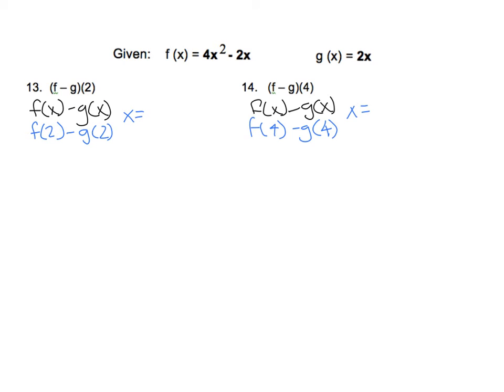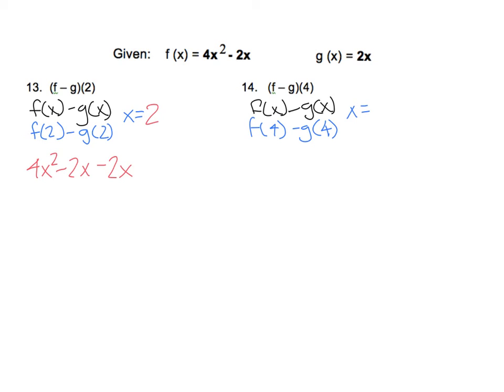All right, very similar to the previous problems. The only difference is now we have f of x minus g of x, okay? And this time they're telling us the value is 2. So basically it's f of 2 minus g of 2, where x is equal to 2. So we're going to be substituting in 2 for the value of x. So let's write out our entire expression, which is 4x squared minus 2x minus 2x.